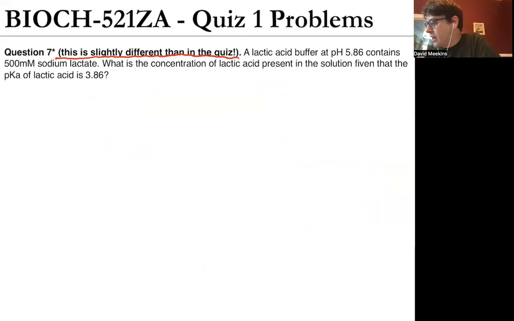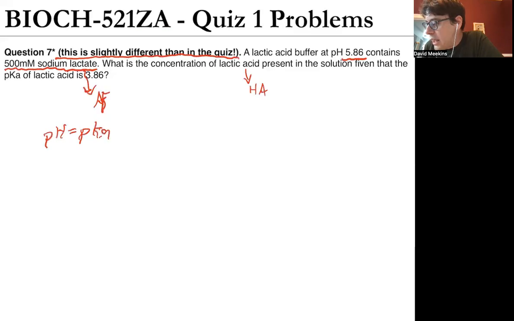So this one is saying that a lactic acid buffer at pH 5.86, that's the value I changed, so you can just plug in the different values, contains 500 millimolar of sodium lactate. Of course, sodium lactate is A minus, the conjugate base. Lactic acid is HA. So what's the concentration of lactic acid present in the solution, given that the pKa of lactic acid is 3.86?